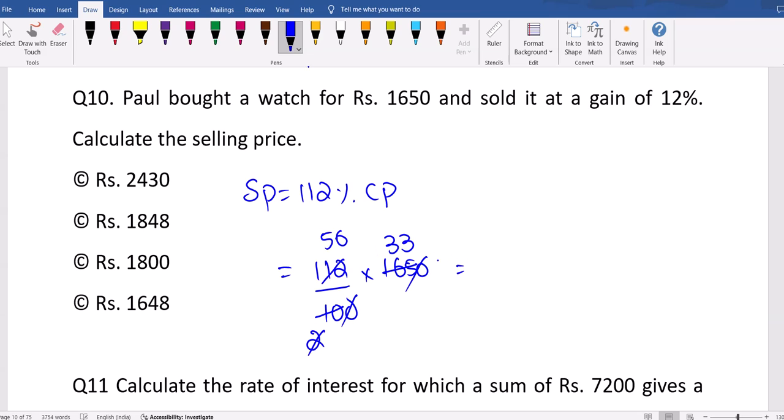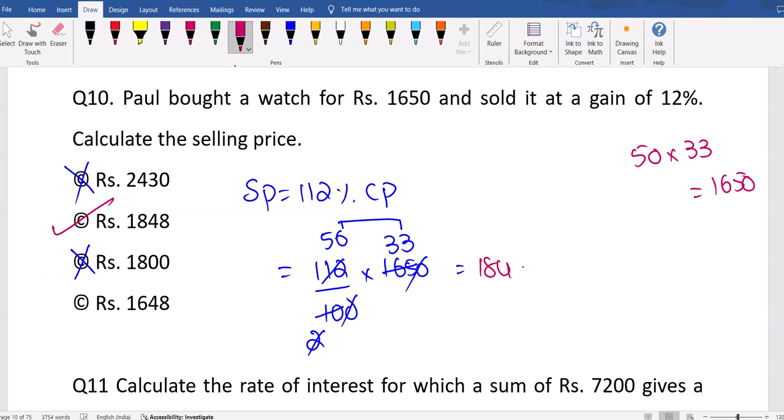56 into 33, 6 into 3 ending with 8 is required. There are two options ending with 8, right? So these two are eliminated, fine. But among these, 50 into 33 itself will give 1650 actually, right? So 56 into that should give more than that. So I can go with 1848. Fine, this is one way.